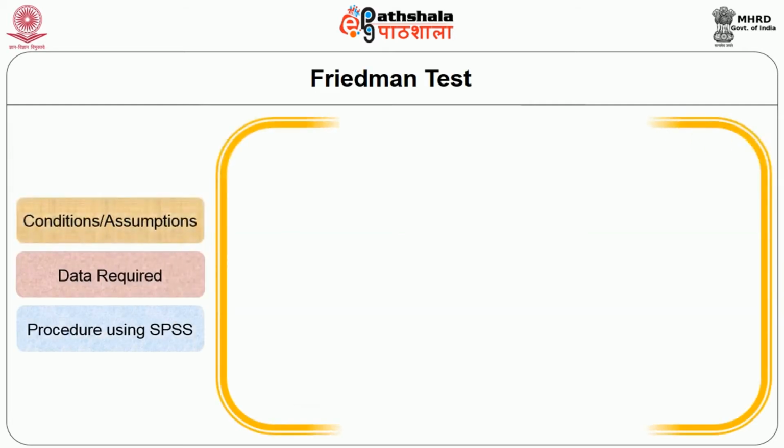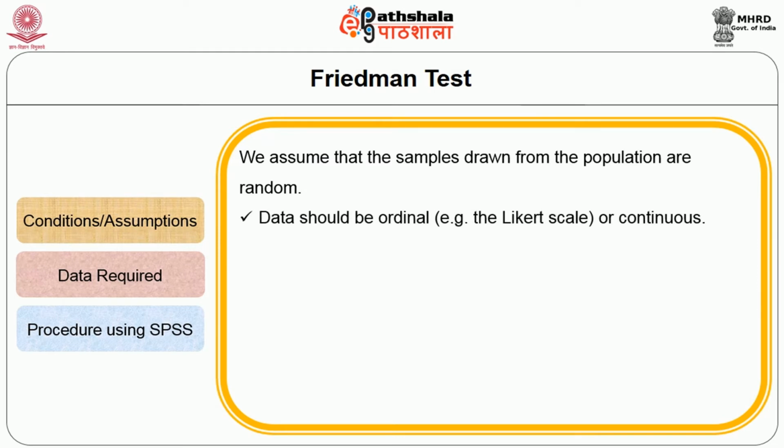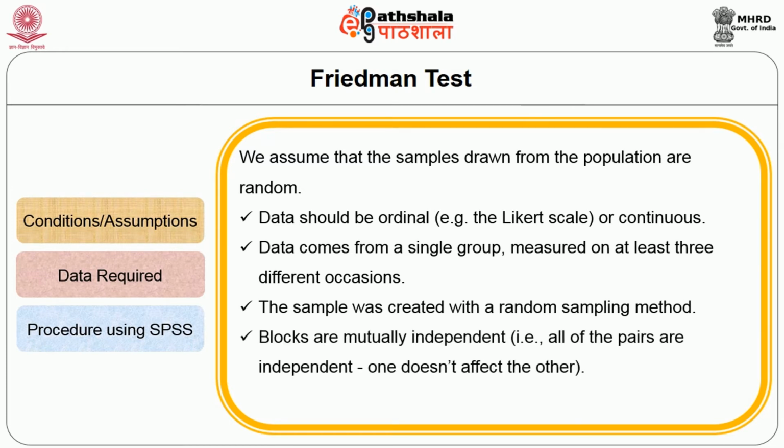The conditions to be satisfied are, we assume that the sample drawn from the population is random and the data should be ordinal or continuous. Data comes from a single group measured on at least 3 different occasions. The sample was created with a random sampling method. Blocks are mutually independent and the observations are ranked within blocks with no ties.